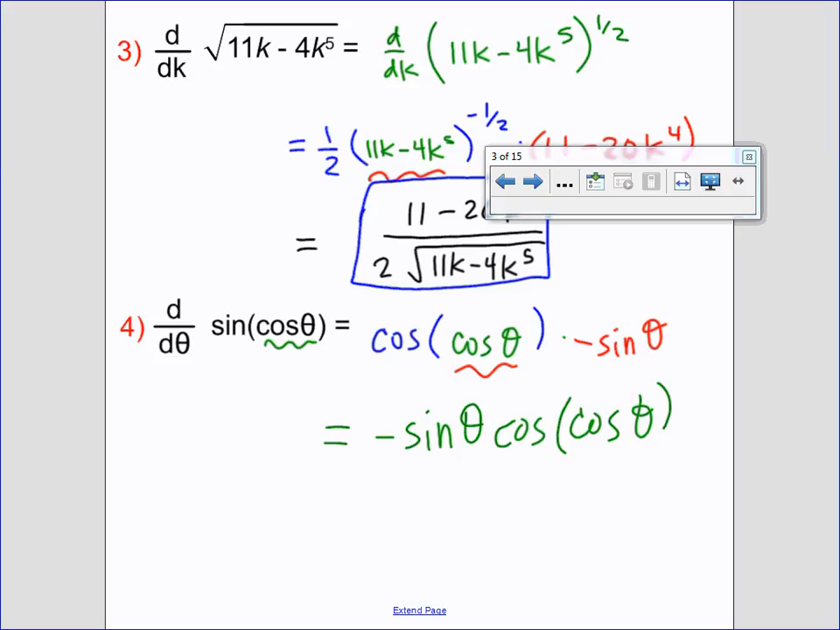Could I rewrite this as negative sine theta cosine squared theta? Right? Could I rewrite this as negative sine theta cosine squared theta? No, this is cosine of cosine theta. This is an operator here. It's not a factor. Cosine theta times cosine theta is cosine squared theta, and we see that there's only a single cosine theta as my angle input in this overall cosine function.